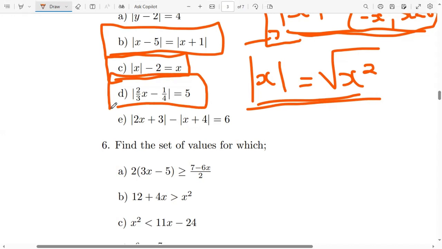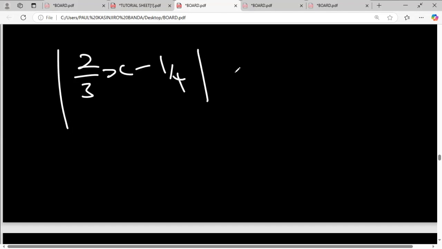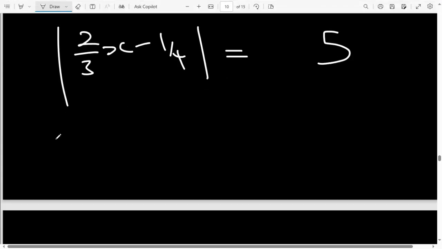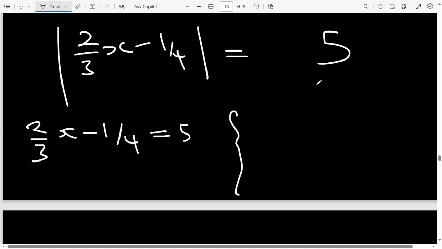Okay, so I'm remaining with only one question. So D, we have modulus of 2 over 3x minus 1 over 4 is equal to what? 5. So it's simple, guys. We apply the same concept. So the first equation will just be 2 over 3x minus 1 over 4 is equal to what? 5. And then the second equation, we are going to add a negative here. So it will be 2 over 3x minus 1 over 4 is equal to minus 5.